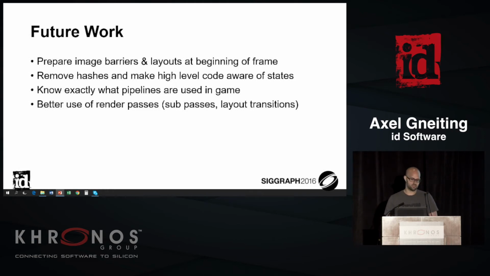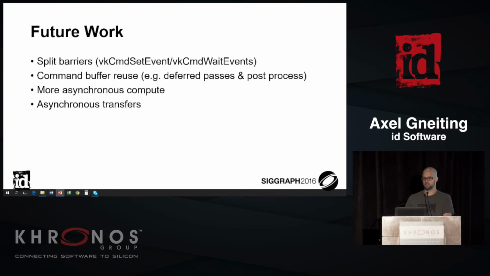Also, we want to use render passes and sub passes, which even on PC hardware can benefit the driver because it can do more optimizations. And we want to use split barriers. We can use command set event and wait events, because in some cases this actually allows more overlap on the GPU, so you can get some performance there. We also want to reuse command buffers. Our deferred passes and the post process are doing exactly the same each frame if you don't change settings, so we could just record a command buffer once and replay it.